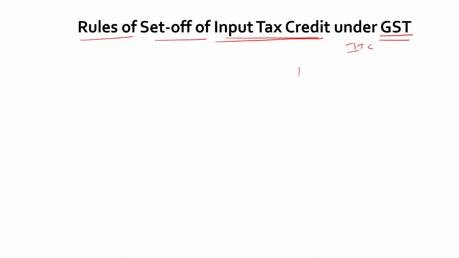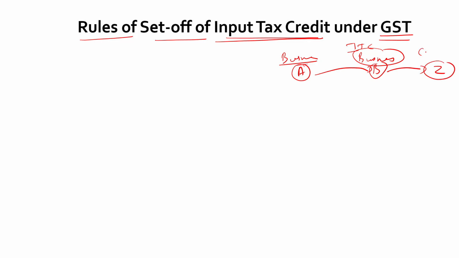Suppose there is a businessman A, who is doing a business and selling goods to Mr. B, who is another businessman. And at the end, Mr. B is selling it to Mr. Z, the end customer. Let us take an example of a product like biscuit. Suppose Mr. A is manufacturing biscuit and he's selling biscuit of 10,000 rupees to Mr. B.